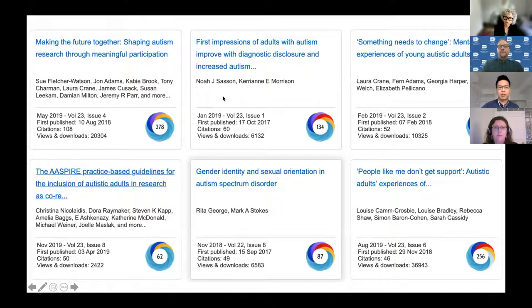So just to give everyone a sense of what's being published in the journal, these are from the website, the most widely cited papers in the past 3 years. As you can see, they come from discussions surrounding co-production, psychological research related to how to improve autistic people's well-being, mental health, as well as practical guidelines surrounding inclusive research, and also a range of clinical and mental health and practical issues.